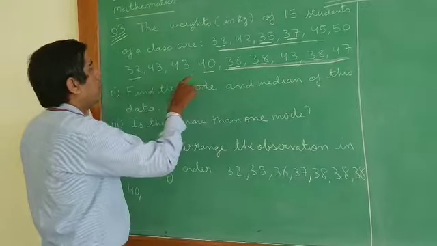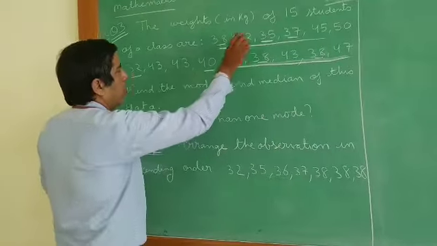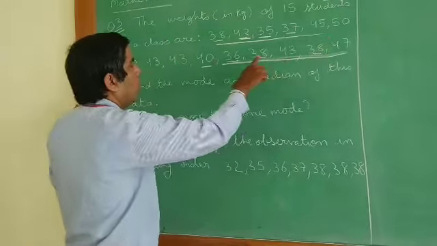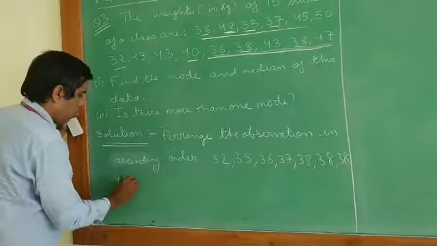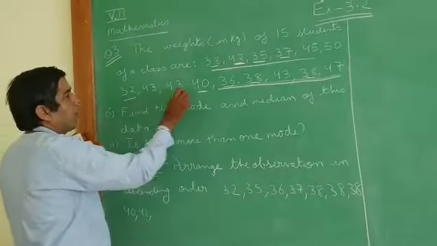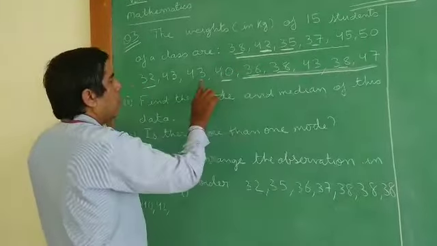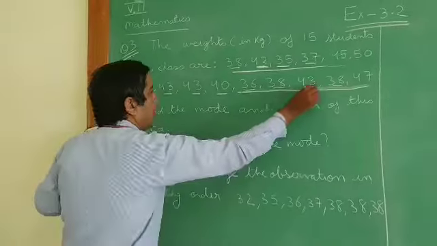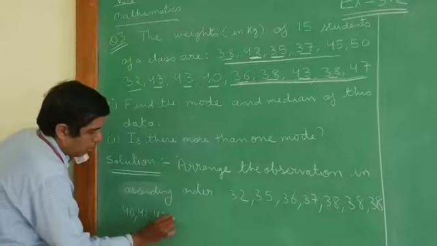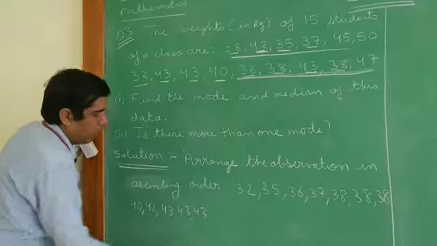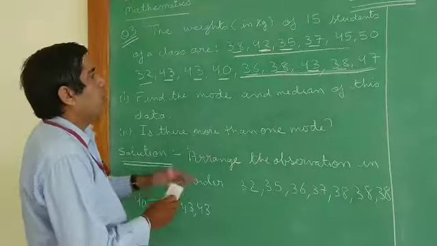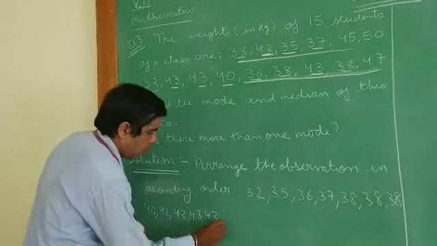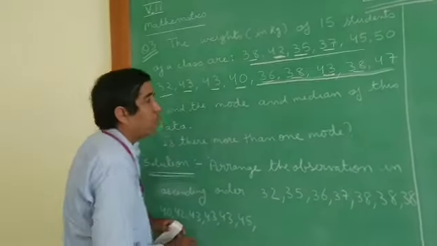Then 41 is there? No. 42 is there? Yes. So 42. Only one 42. Then 43 is there? Yes. You can see 43. How many are there? 1, 2, 3. So 3. Now after 43, is 44 there? There is no number 44. Here 45 is there. Yes. 45. How many are there? Let's see.